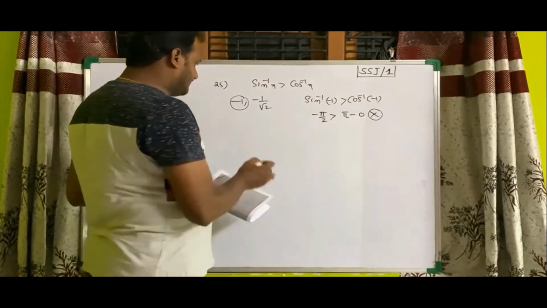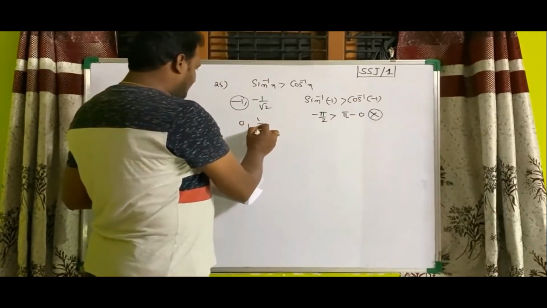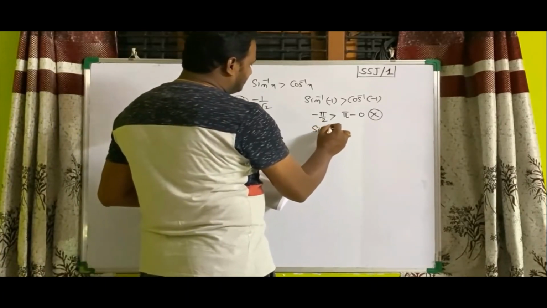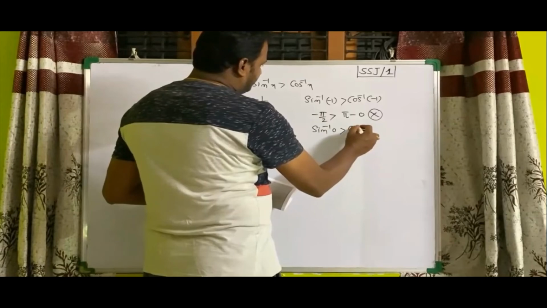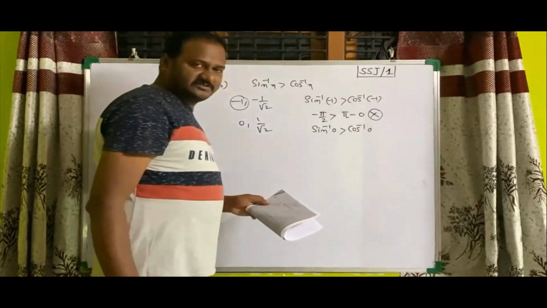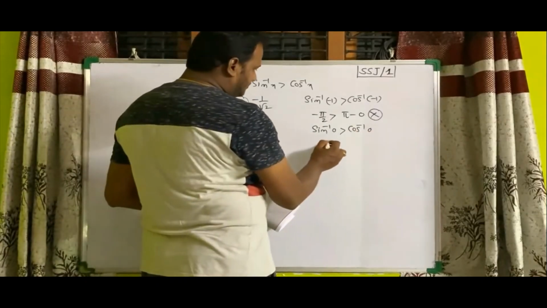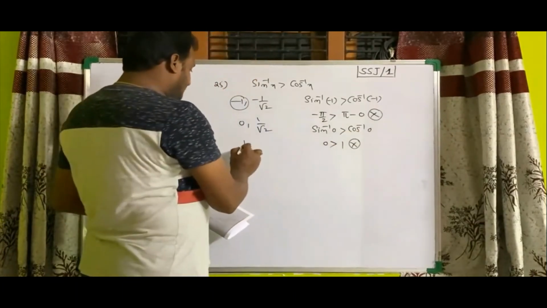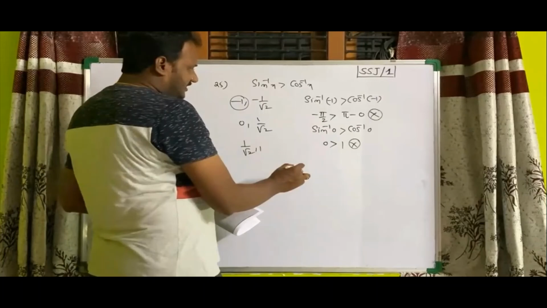Now moving on to 0 to 1 by root 2. It is a similar way, right? This is sine inverse 0 greater than cos inverse 0. Sine inverse 0, sine 0 is 0. So 0, and cos 0 is equal to 1. It is also absolutely wrong. And then 1 by root 2 comma 1.